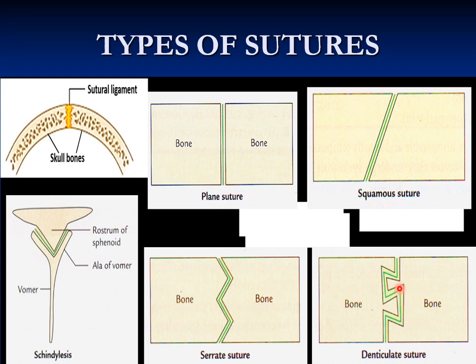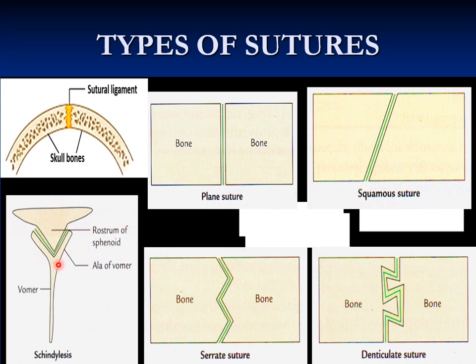If you look, the basal end of each socket is narrow, and its free end is wider as compared to the basal end. So the socket has a triangular shape with a narrow basal end and wider free surface, and these are fitted together making the denticulate suture.